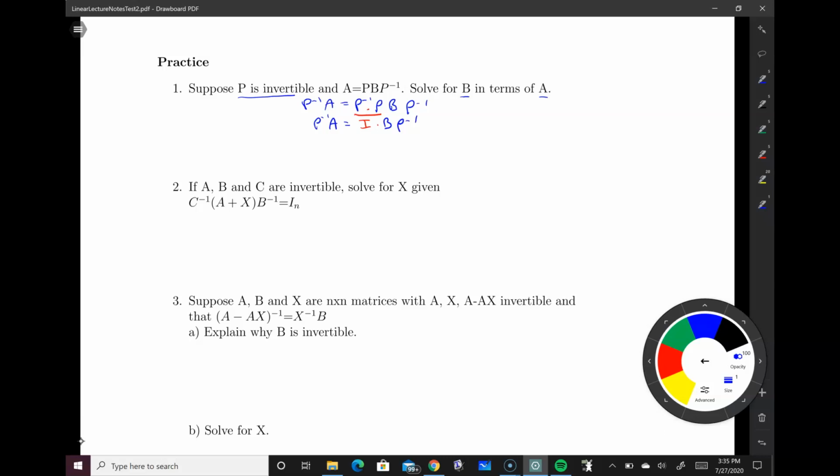So then I can multiply both sides on the right by P. I'm just going to put it in a different color here, because I want to make sure you multiply on the correct side. So if I multiply on the right by P, then these two make an I, or 1 in matrix land. So then I get P inverse AP.